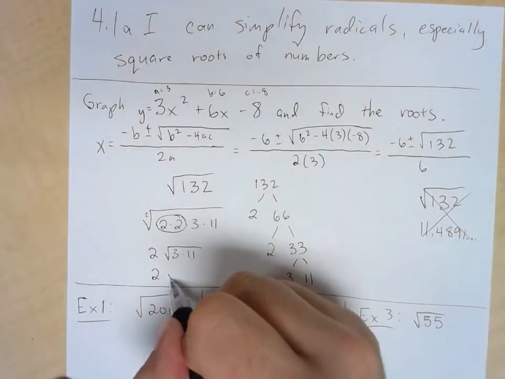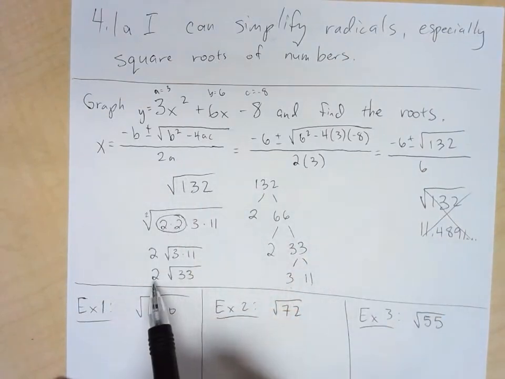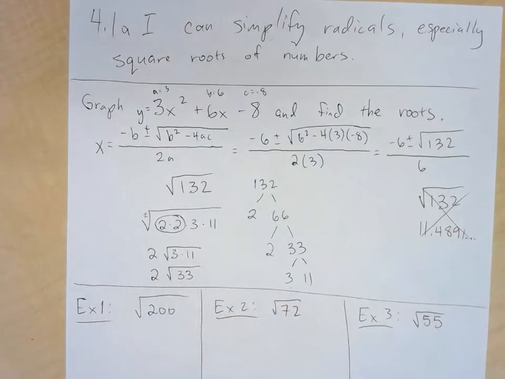So we can simplify 3 times 11 is 33. So the simplified exact form of the square root of 132 is 2 square root of 33. And you can check this in your calculator.